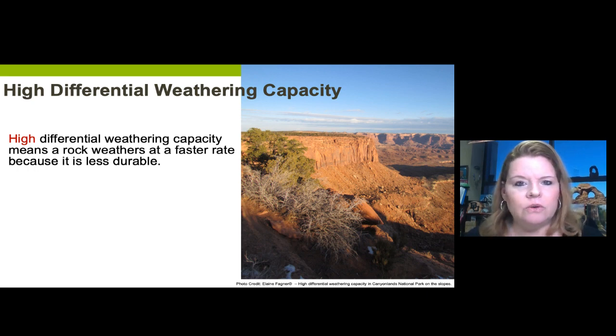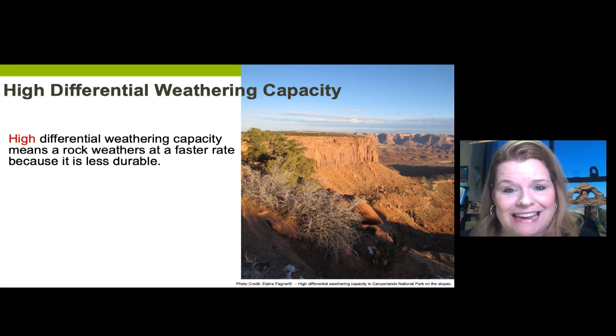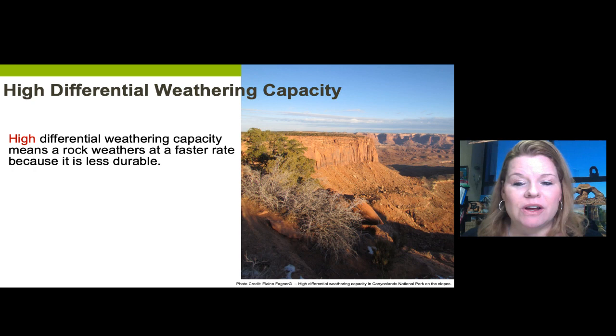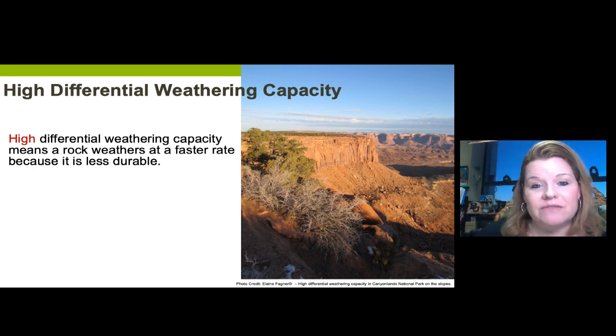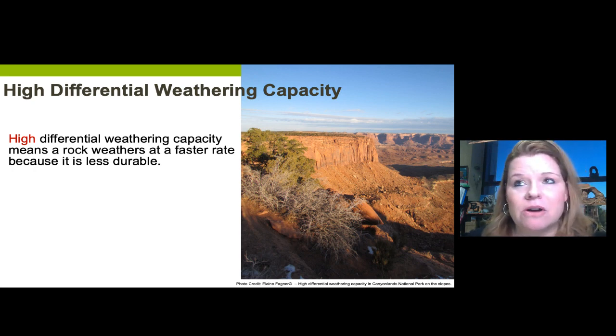So I'm going to show you a geology moment over differential weathering capacity, and it was taken in Glacier National Park. Hope you enjoy it. It's a great place to visit. If you get a chance to go to this national park, you need to make a road trip and go see it.